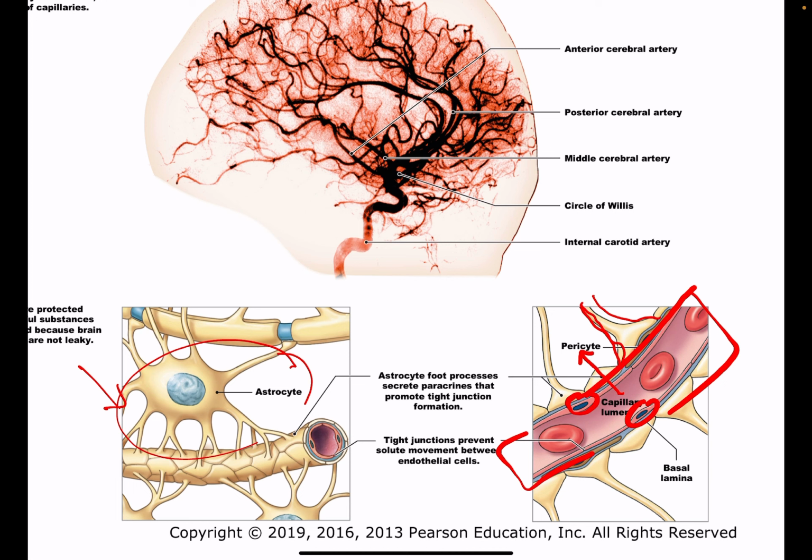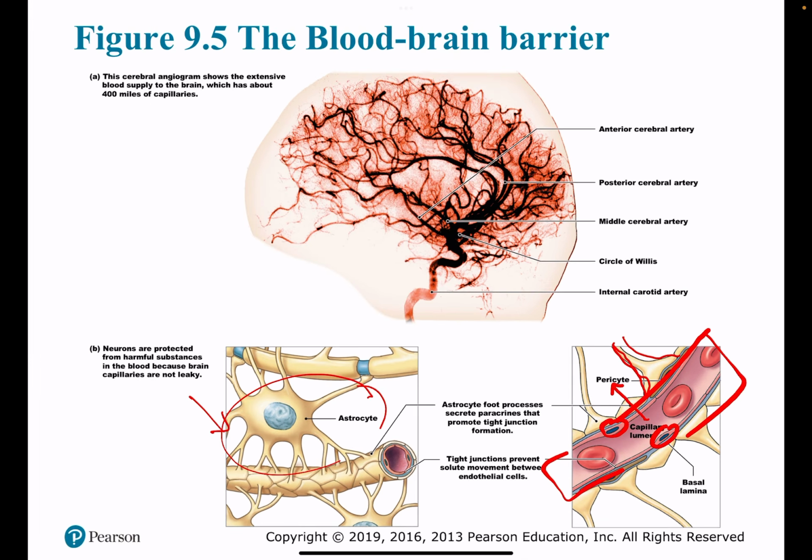We have the same idea set up in our bladder, that you have these tight junctions, and these tight junctions are absolutely necessary, because if you didn't have them, then your urine would just leak out of your bladder into your pelvic cavity, and that would be gross. So we're happy tight junctions exist.